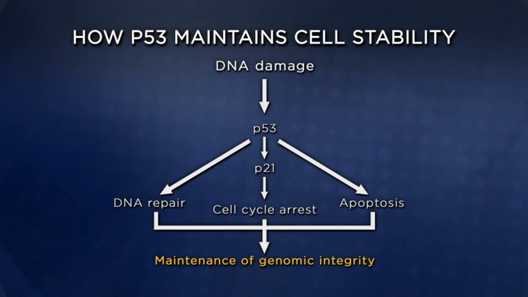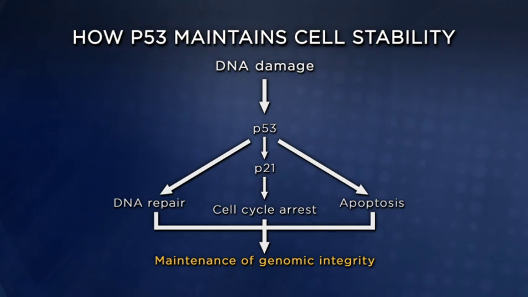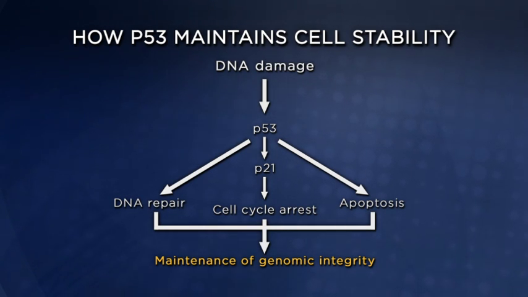What does P53 do? It's a Swiss Army knife. It does a bunch of different things to ensure that normally cancer doesn't happen. If there's DNA damage, P53 gets activated, normally at a low level, and does three things: DNA repair, or apoptosis, or stops the cell cycle. And all of them involve preventing cancer.